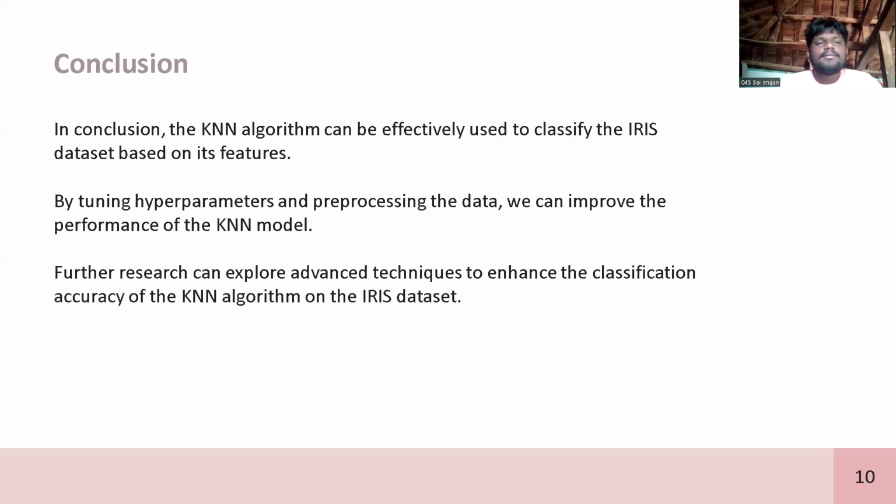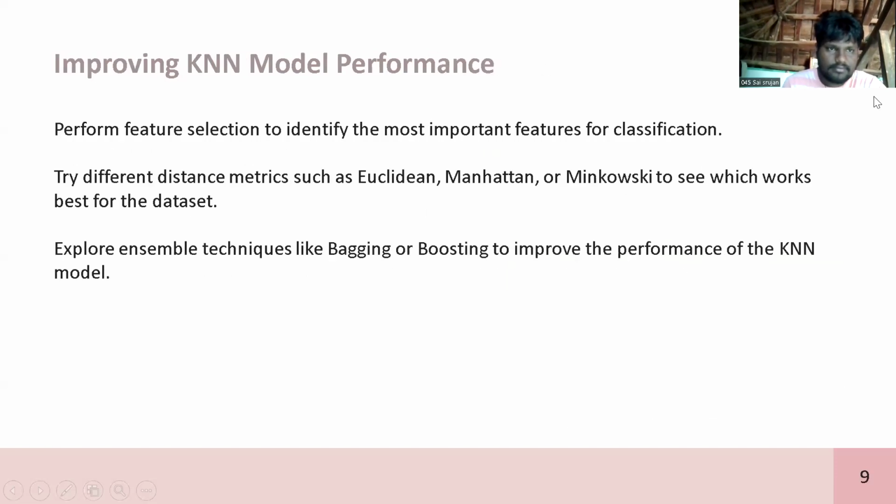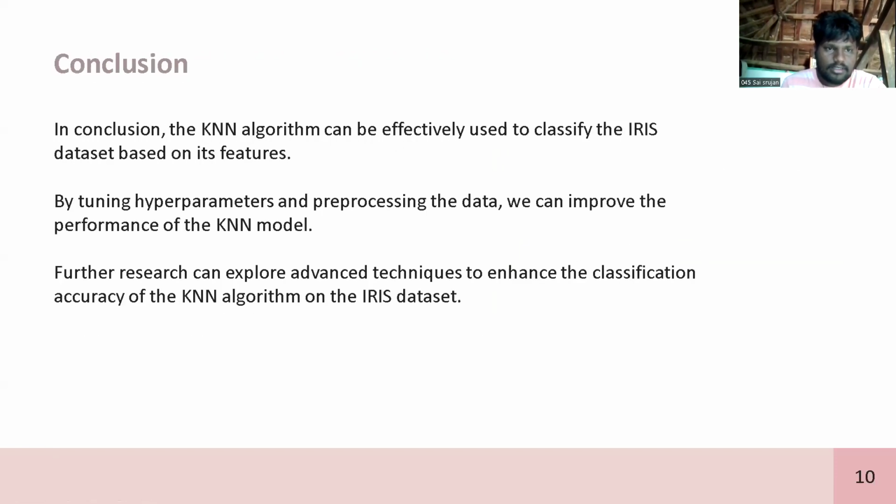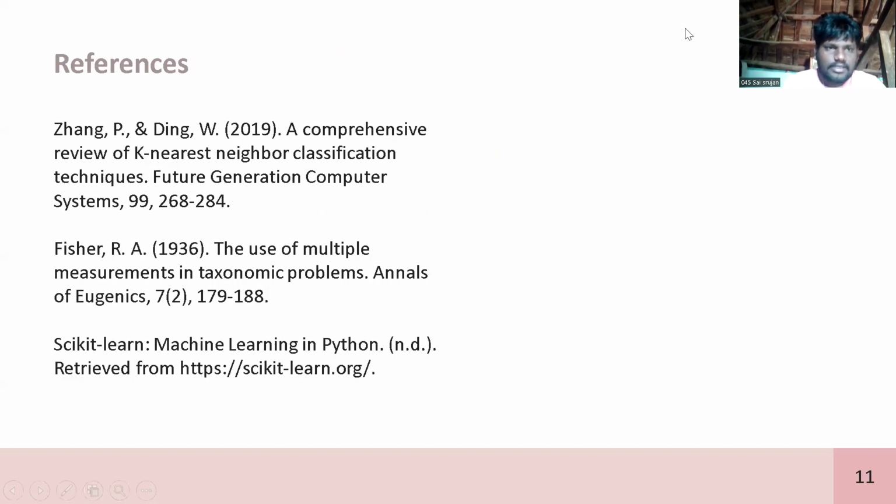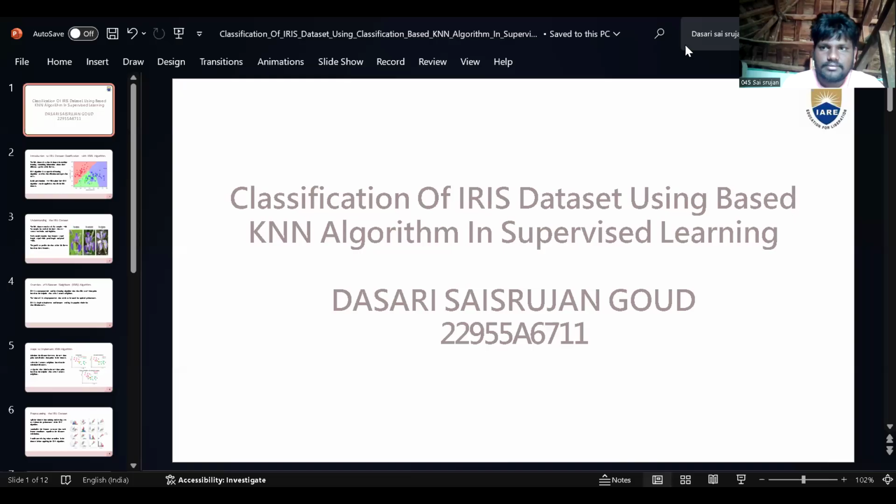Conclusion: the KNN can be effectively used to classify the iris dataset based on its features by tuning hyperparameters and pre-processing the data, and we can improve the performance of the KNN model. For further research, explore advanced techniques to enhance the classification accuracy of the KNN algorithm on the datasets. These are the references.